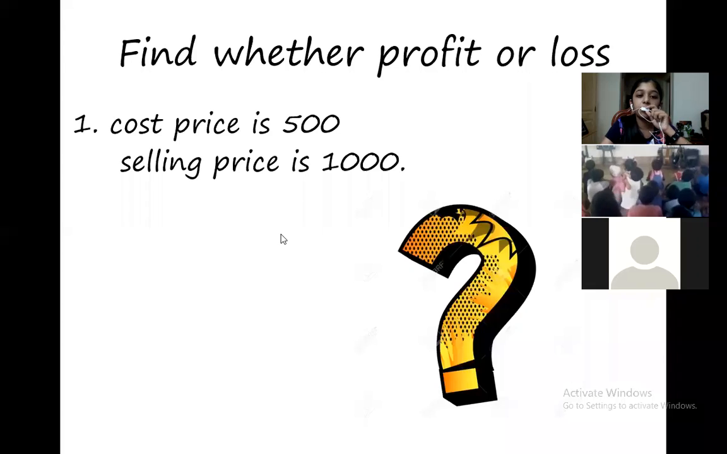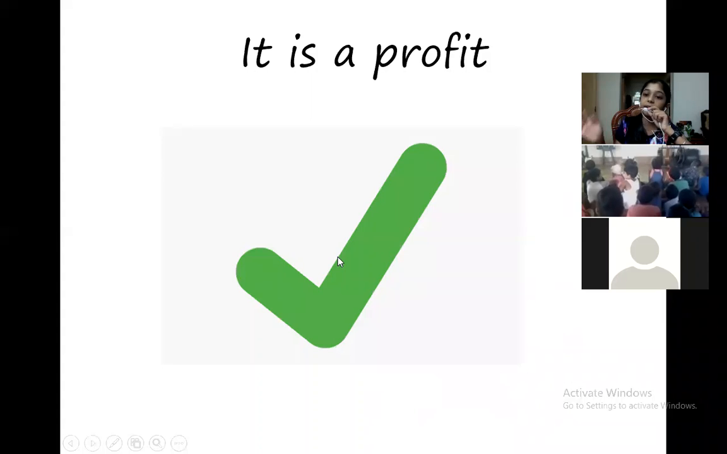So cost price is 500 and selling price is 1000. Is it a profit or a loss? Yes, it is a profit because the selling price is higher than the cost price, right? So it is a profit.